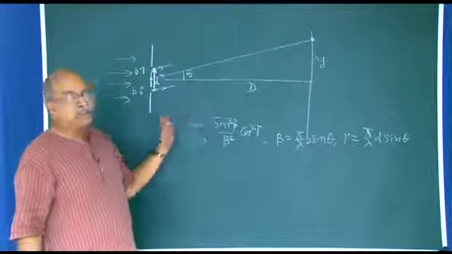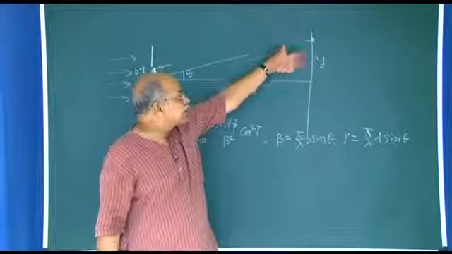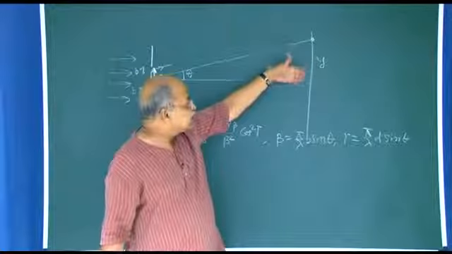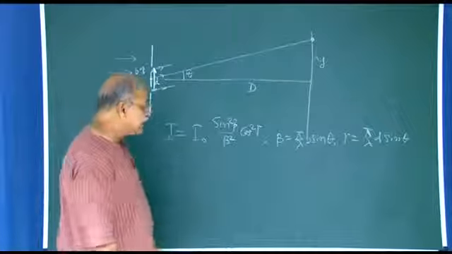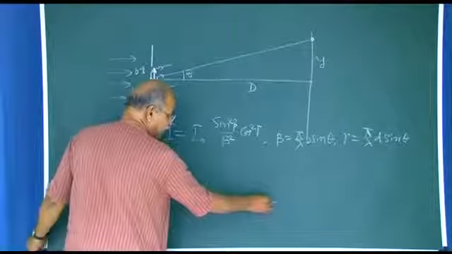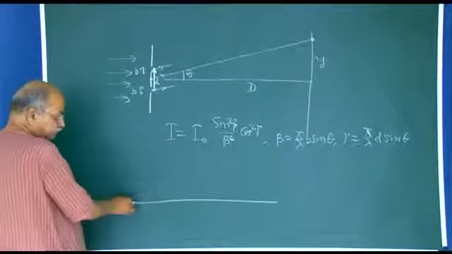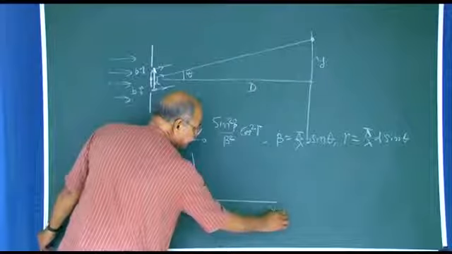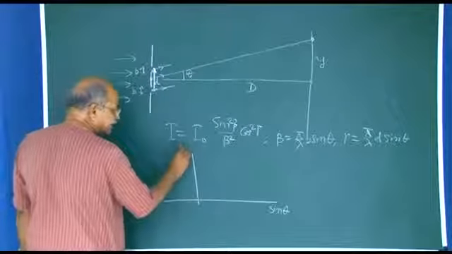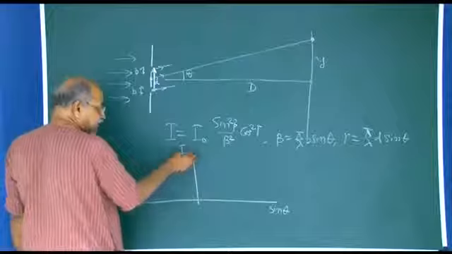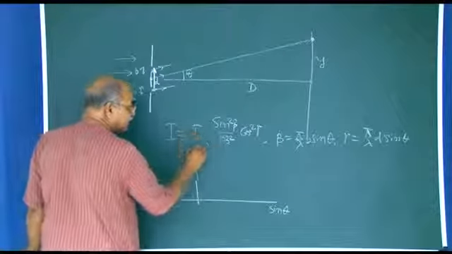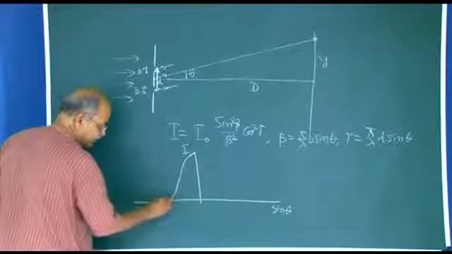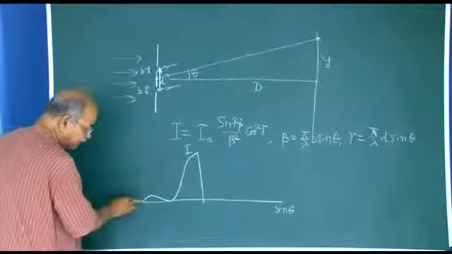And how does this look? If I look at the intensity, what does this equation tell? What kind of intensity variation is there? Once again, if you make a plot, here you write sine theta, and here you write intensity. First you draw the diffraction pattern, and you know what kind of pattern it is. It is something like this.